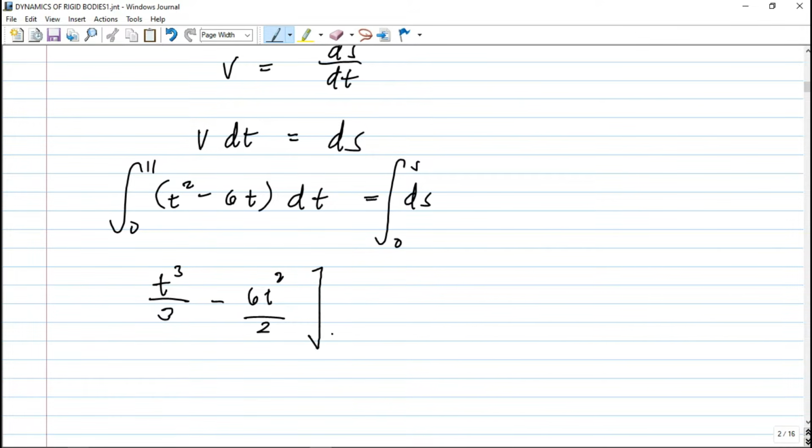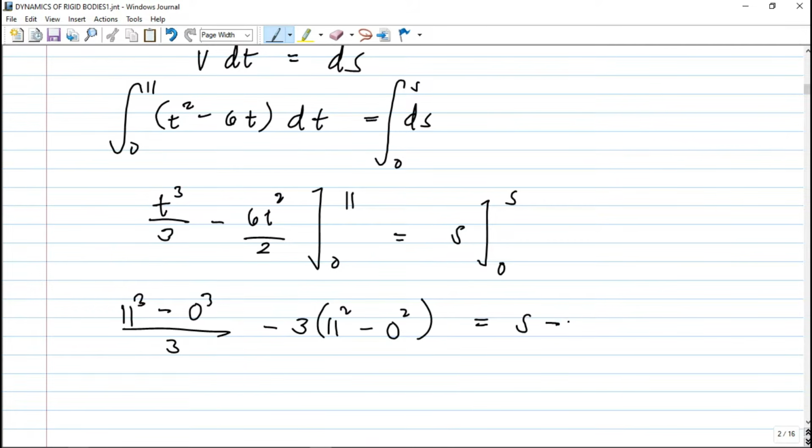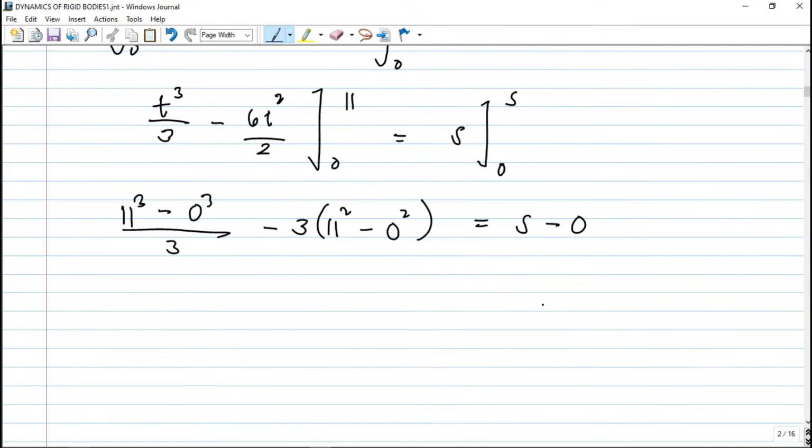So our limit is 0 to 11. Then the integral of this is s, with the lower limit from 0 to s. We just substitute our limits. So we have 11 cubed minus the lower limit 0 cubed, over 3, minus 6. 6 halves is 3. Let's simplify: 3 times 11 squared minus the lower limit 0 squared, equals s minus 0.